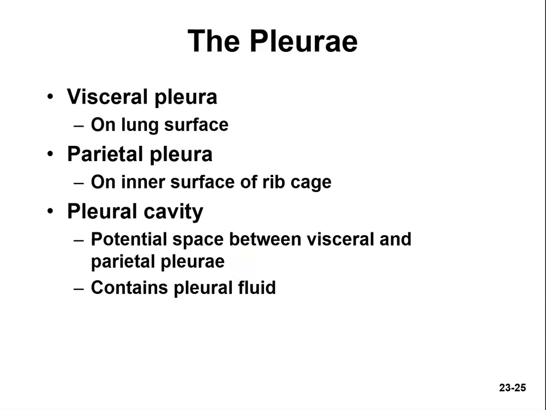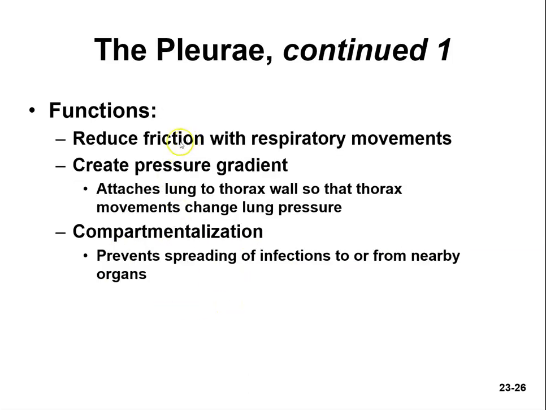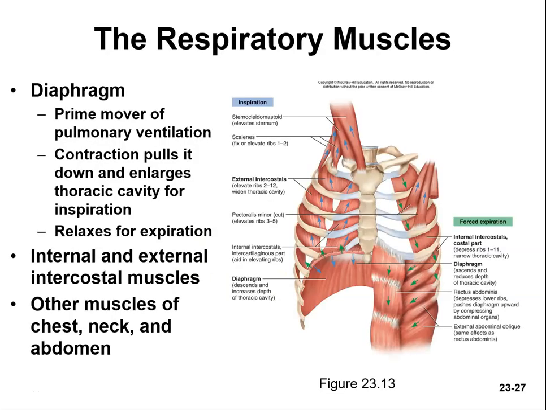The pleura: visceral pleura on the lung surface, parietal pleura on the inner surface of the rib cage. The pleural cavity is the potential space between the visceral and parietal pleura, and contains pleural fluid. Again, the pleura reduce friction with respiratory movements, create that pressure gradient, and attach the lung to the thorax wall, so that thorax movements change lung pressure. Its compartmentalization prevents spreading of infections to or from nearby organs. So we'll talk about that with TB.